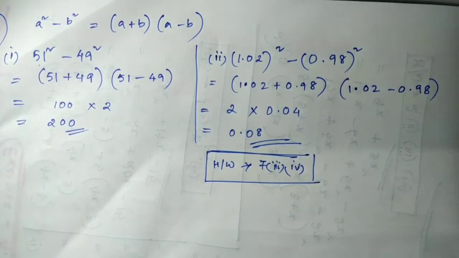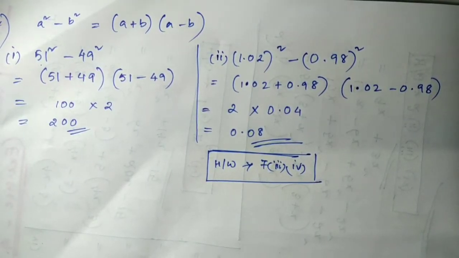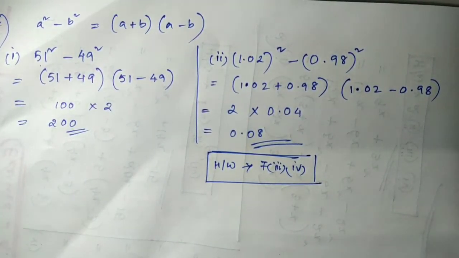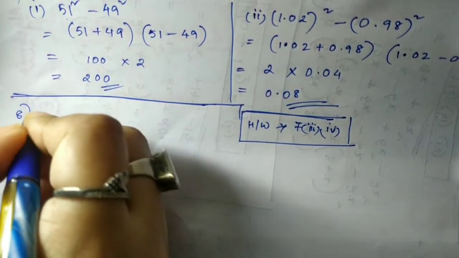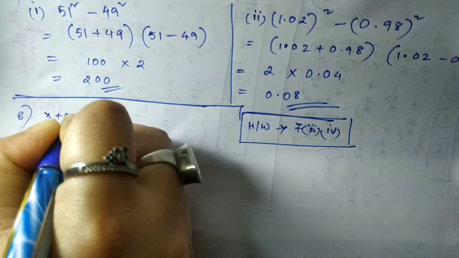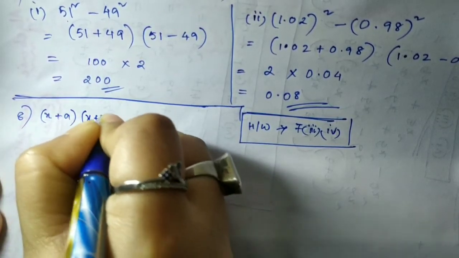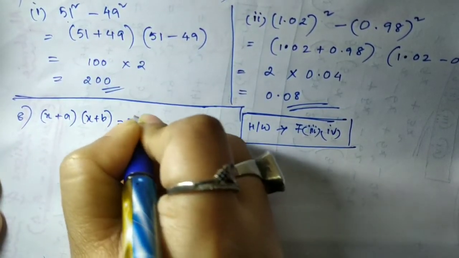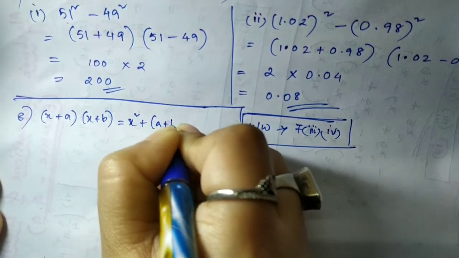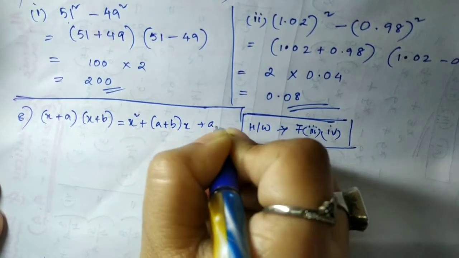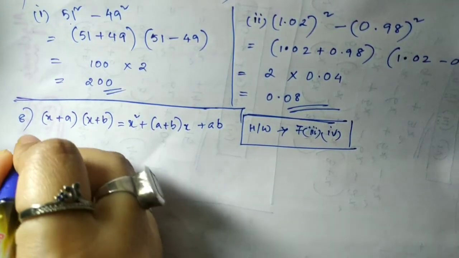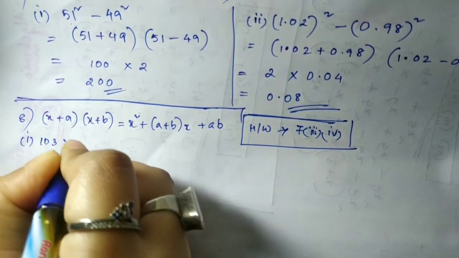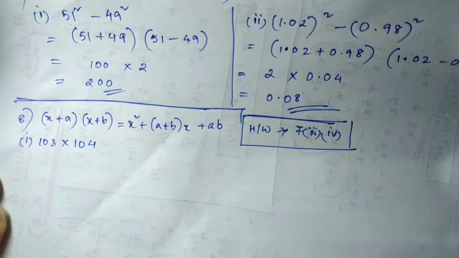Sorry, now we'll have the last question, that is question number 8 of the exercise. Let's do that one. What is given in question number 8? Using the identity x plus a into x plus b, the fourth one, is equal to x square plus a plus b into x plus ab. The identity is mentioned, I have to find. So let me show you one. First one given is 103 into 104.